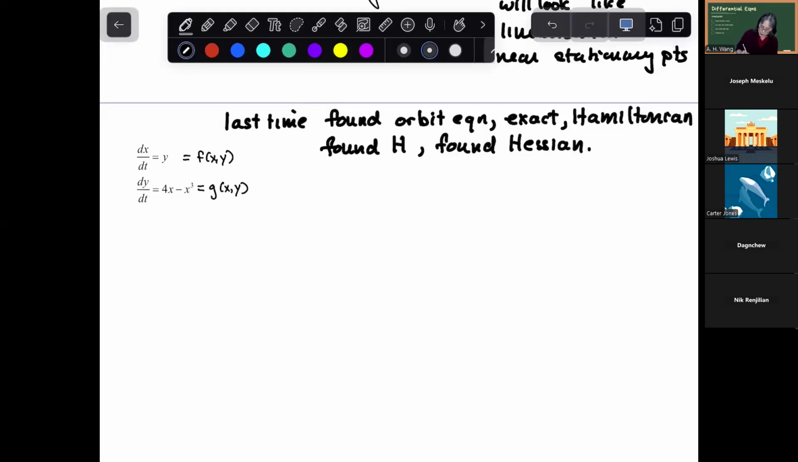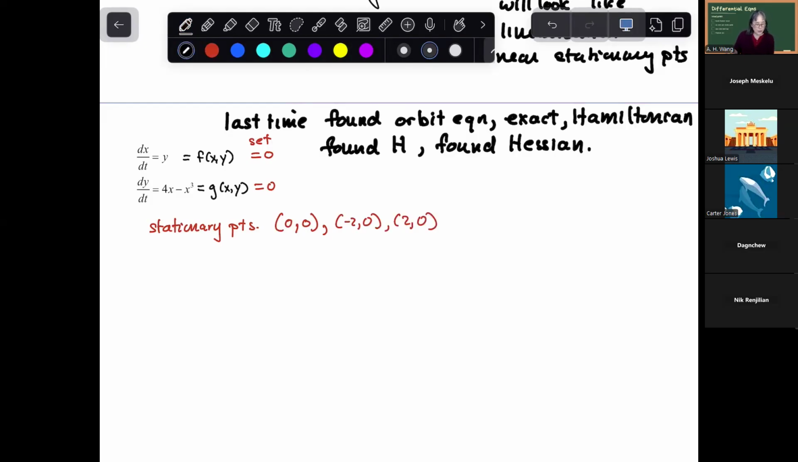Who's the F, who's the G? Then remember, you set this equal, you always find your stationary solutions first. So stationary solutions, and we already did it. The stationary points are (0, 0), and do you remember we had (-2, 0) and (2, 0)? Those were the stationary points.